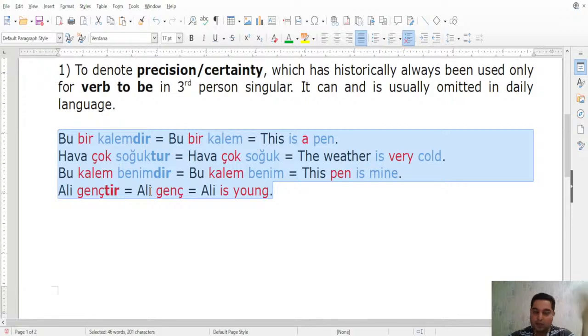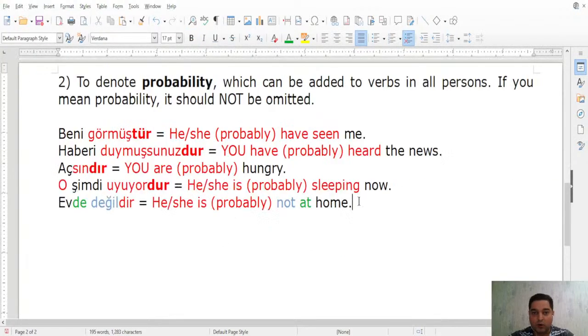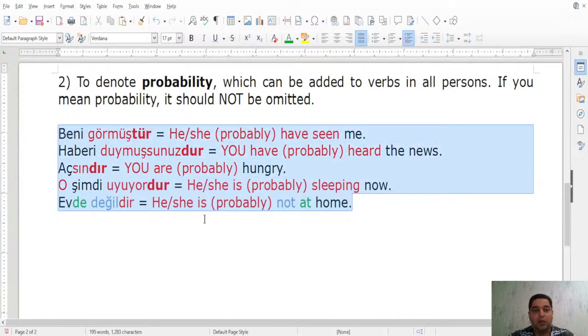So unless you mean probability, which is understood from the context, people will understand whether you know it with precision or not, then we can just omit these endings, okay? But again, if you talk about probability, by default, it cannot be omitted. In all these probability cases, you cannot omit it. It should be there because that is exactly what is understood as probability from the context, and people will note from the context that you are talking about probability, okay?